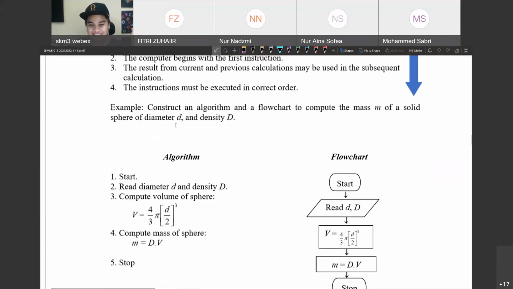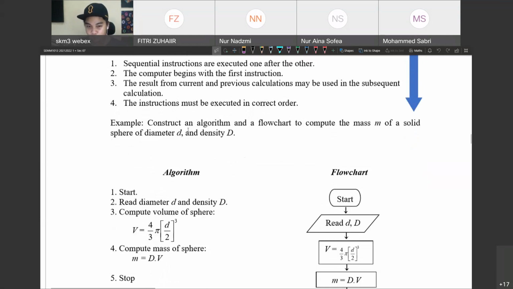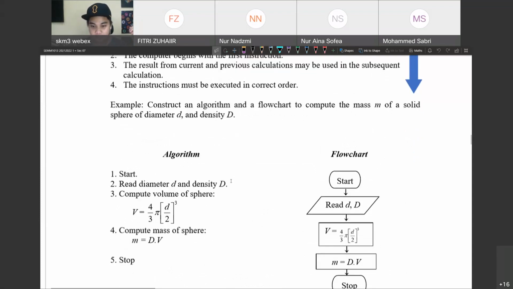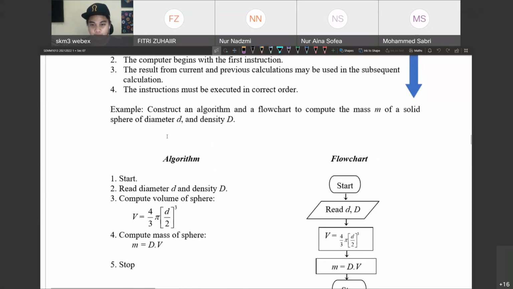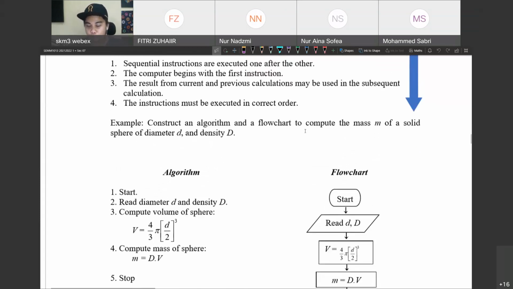So this is an example I want you to understand. Construct an algorithm and a flow chart to compute the mass m of a solid sphere of diameter d and density D. When you look here, we have separate sections. The left side is the algorithm and the right side is for the flow chart. For this one, I want to compute the mass. I want to know the mass. How to get the mass?